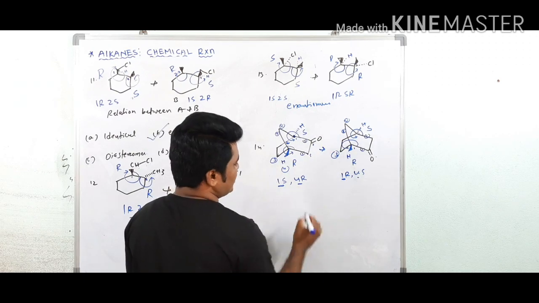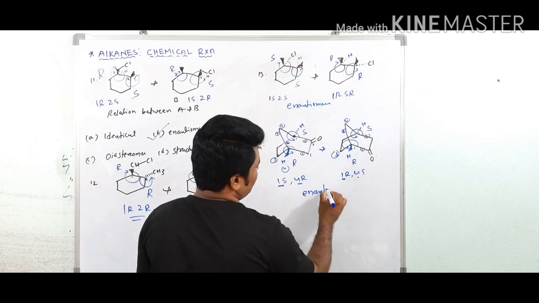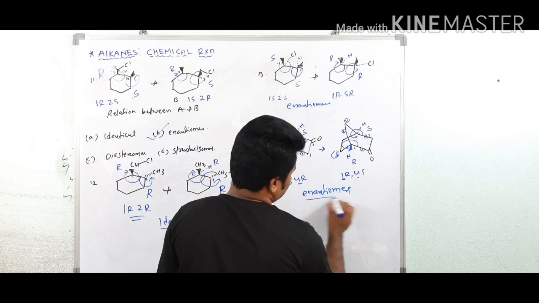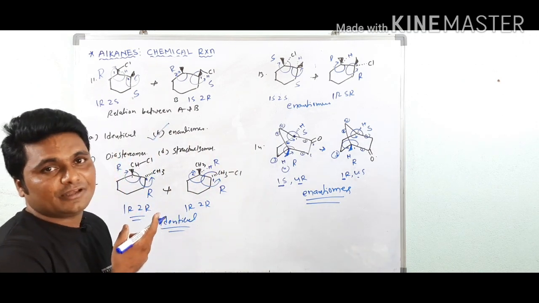So 1S and here 1R, and this is 4R, 4S. Exactly, they are mirror images. And again the relationship between these two compounds is enantiomers. Understood?